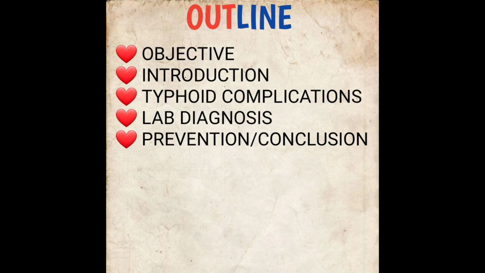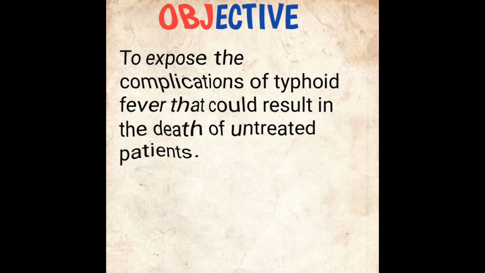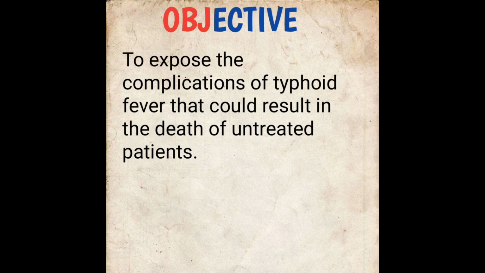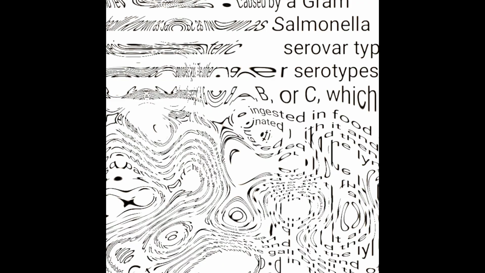Outline: objective, introduction, typhoid complication, laboratory diagnosis, prevention, and conclusions are what we shall be talking about. The objective: to expose the complication of typhoid fever that could result in the death of untreated patients.